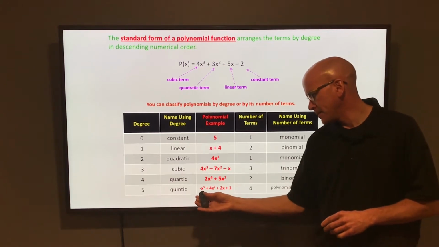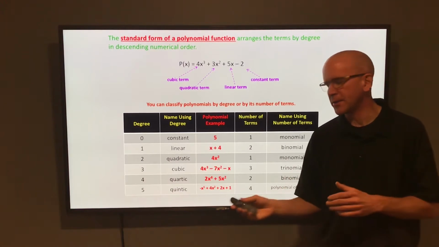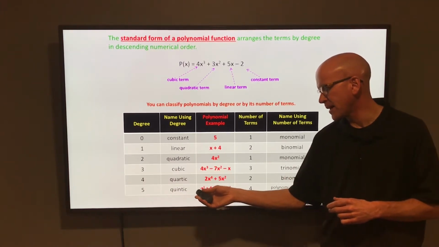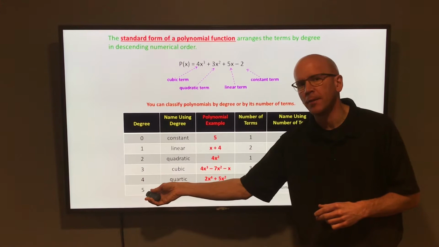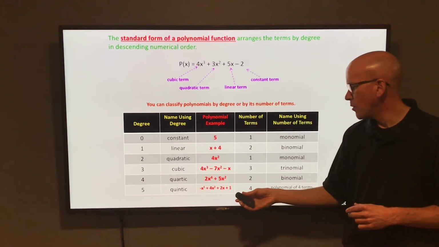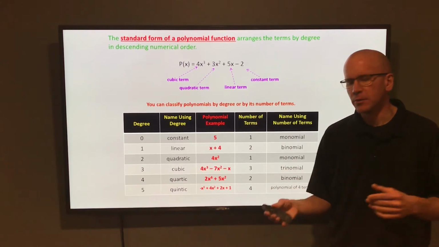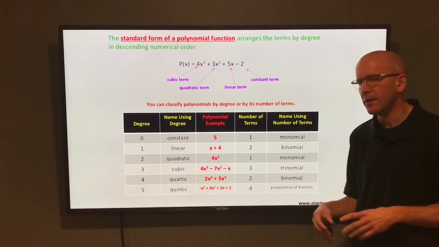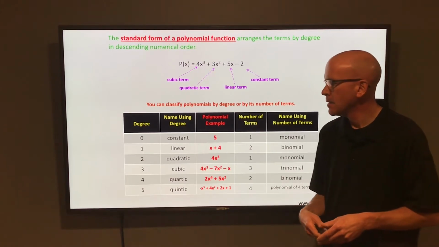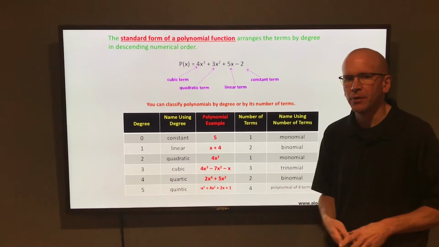And lastly, negative x to the fifth plus 4x squared plus 2x plus 1. By degree, you're looking at the highest exponent. The highest exponent is 5, so that'd be a 5th degree polynomial, also known as a quintic polynomial. There are 4 terms, and after 3 terms, after the trinomial, you can simply say a polynomial of 4 terms. That is how you classify a polynomial, by degree and also by the number of terms.